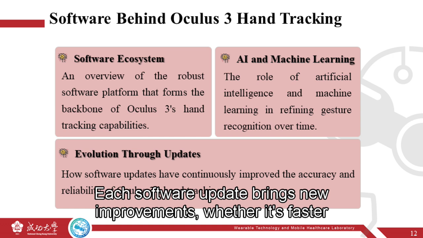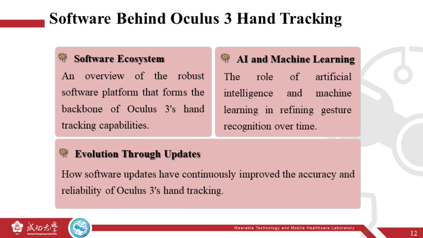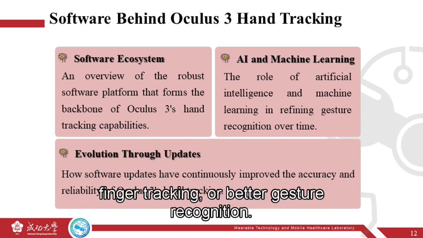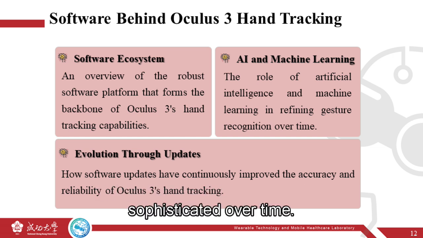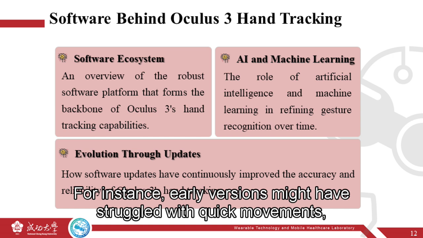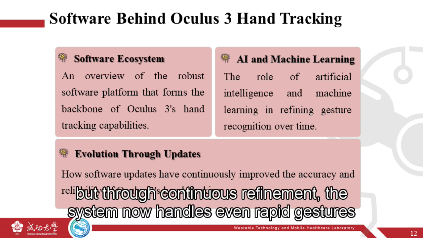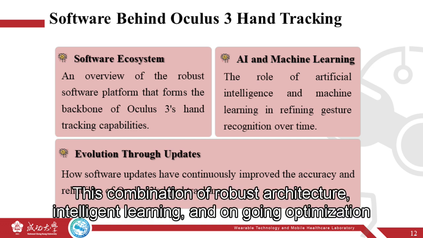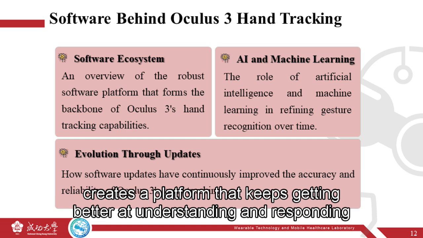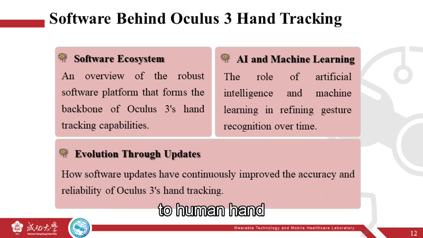Each software update brings new improvements, whether it's faster response times, more accurate finger tracking, or better gesture recognition. Think of it as a living system that grows more sophisticated over time. For instance, early versions might have struggled with quick movements, but through continuous refinement, the system now handles even rapid gestures with impressive precision. This combination of robust architecture, intelligent learning, and ongoing optimization creates a platform that keeps getting better at understanding and responding to human hand movements.